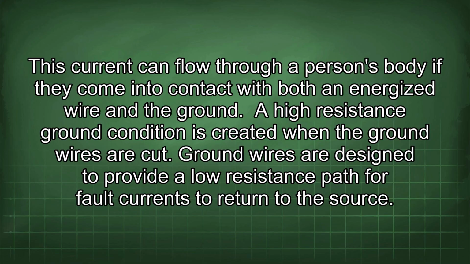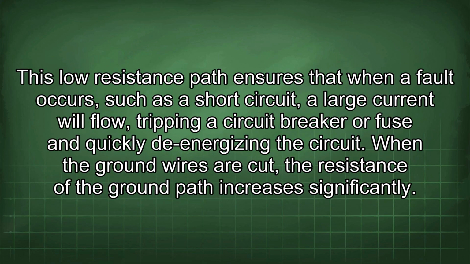A high resistance ground condition is created when the ground wires are cut. Ground wires are designed to provide a low resistance path for fault currents to return to the source. This low resistance path ensures that when a fault occurs, such as a short circuit, a large current will flow, tripping a circuit breaker or fuse and quickly de-energizing the circuit. When the ground wires are cut, the resistance of the ground path increases significantly.